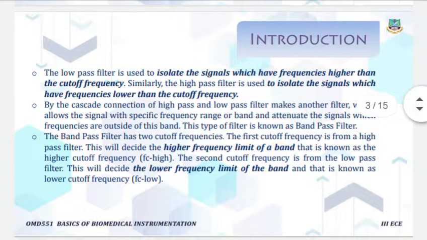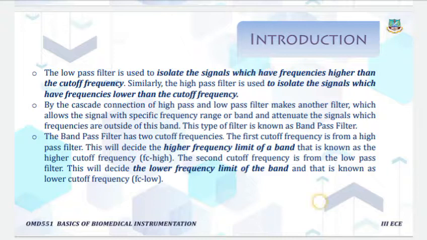Just go through this. The low pass filter is used to isolate the signal which has frequency higher than the cutoff frequency, and similarly the high pass filter is used to isolate the signal which has frequencies lower than the cutoff frequency. The cascade connection of high pass and low pass filter makes another filter which allows the signal with a specific frequency range or band and attenuates the signal with frequencies outside of this band. This type of filter is known as band pass filter.